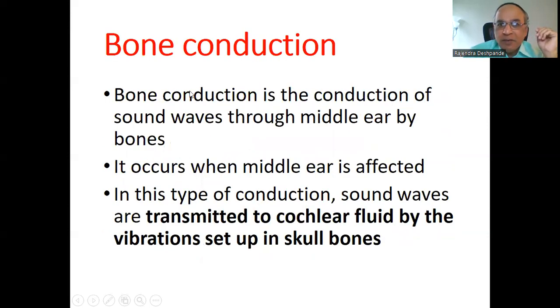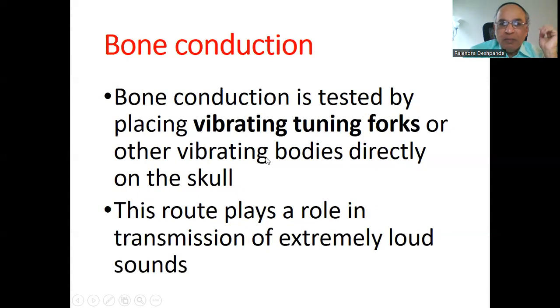Bone conduction is the conduction of sound waves through the middle ear by bones. It occurs when the middle ear is affected. In this type of conduction, sound waves are transmitted to the cochlear fluid by the vibrations set up in the skull bones. Bone conduction is tested by placing a vibrating tuning fork or other vibrating bodies directly on the skull, here, on the mastoid bone.